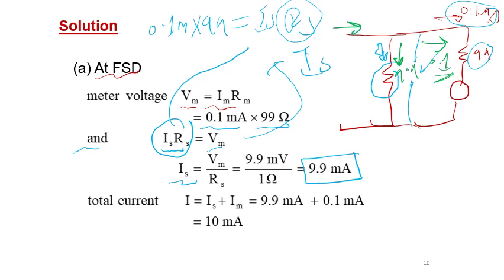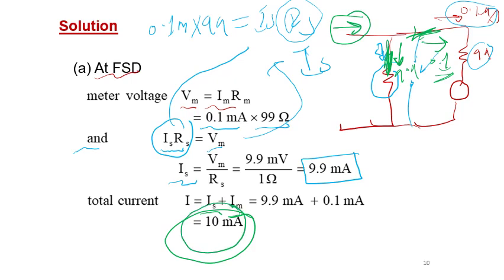So what is the current here? It's going to be the total, which equals 10 milliampere. Total, because Is plus Im is equal to the total current. That means the meaning of full scale deflection now: 10 milliampere will enter from here, which will result in 0.1 milliampere coming here to make the pointer at the full scale. That means that 10 milliampere is known as the full scale deflection of the ammeter, and 0.1 milli is the full scale deflection of the PMMC.